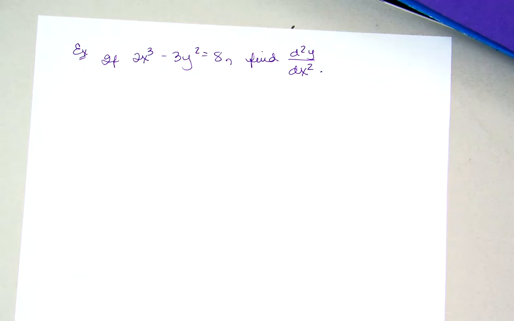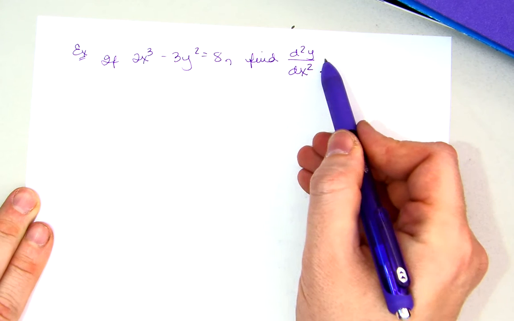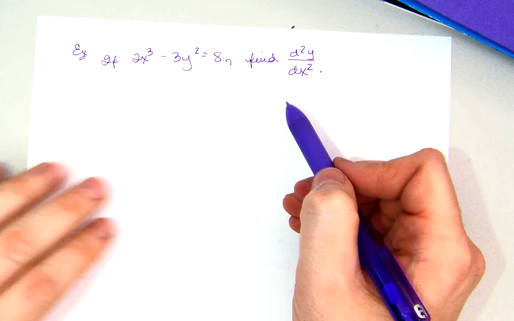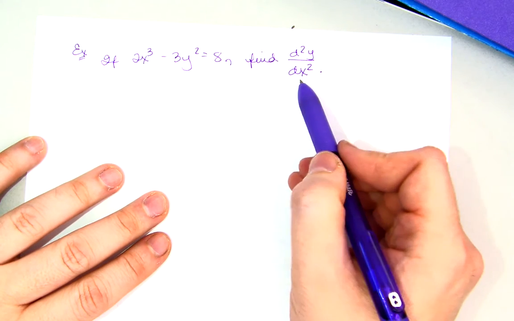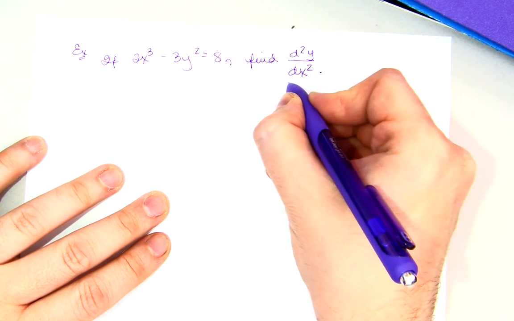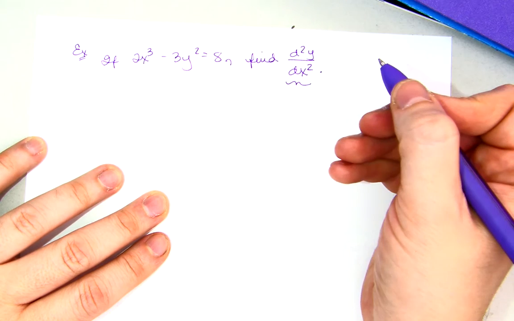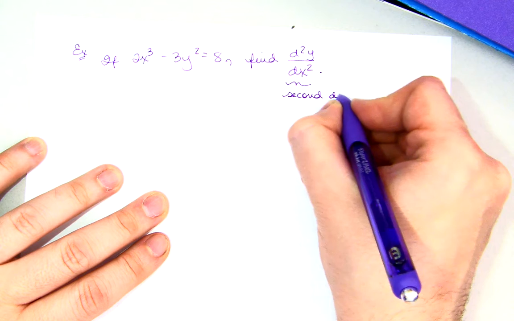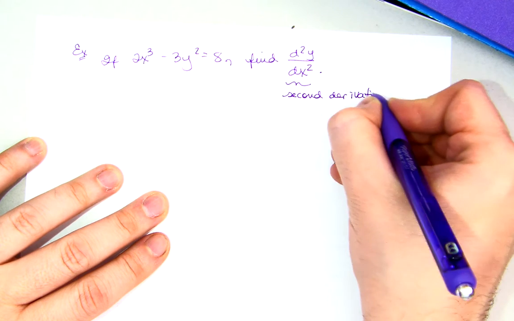If 2x cubed minus 3y squared equals 8, I want to find d squared y dx squared. You might remember that symbol from our last unit. We didn't really do much with the symbol, but I did show it to you. This is our dy dx version symbol of the second derivative. So I'm really asking you to find a second derivative implicitly.